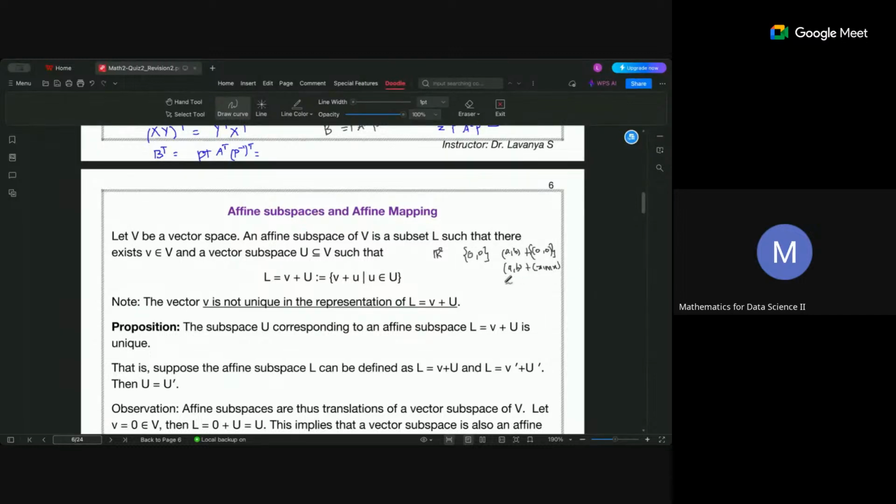And for R2, any point (a, b) added to R2, I get back R2. So this part is your v, and this is the subspace you are considering. So the definition: let V be a vector space, and an affine subspace of V is a subset L such that there exists a v and a subspace U such that L is equal to v plus U. What is the definition of v plus U? The set of all v plus u such that u is in U. That's all. So is it coinciding with the concept we saw?